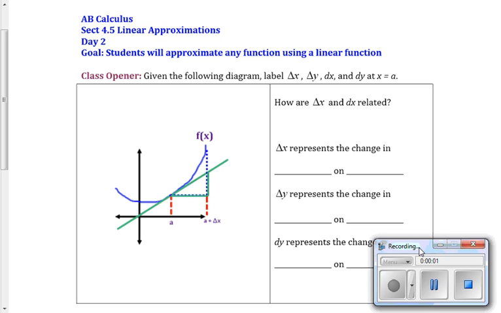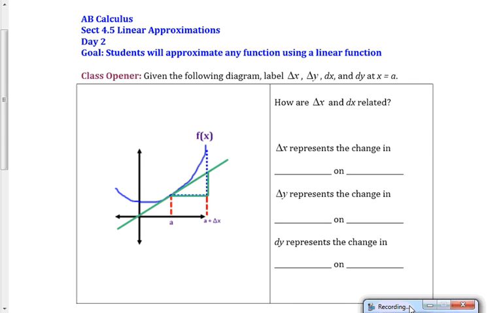Okay, quick review from Friday then. Ideally, you did this from memory, but if you needed your notes, that's fine. How are delta x and dx related? They are equal to one another. They are the same value.